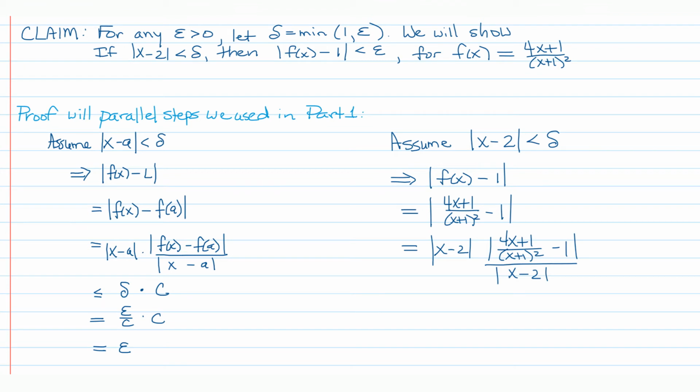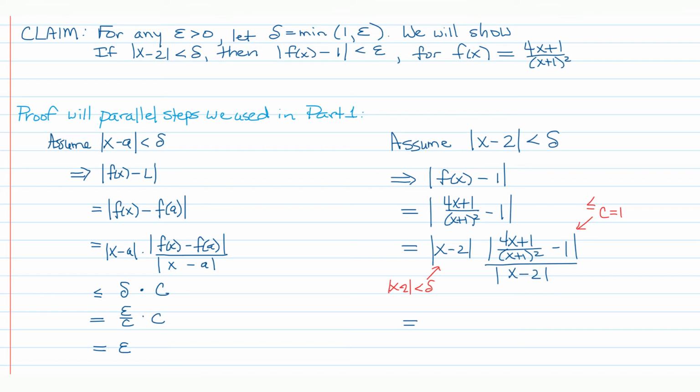Now, we know that the absolute value of x minus 2 is less than delta. That was assumed at the beginning, but we have to put a bound on this. We know that it's going to actually turn out to be less than or equal to 1, which was the c that we used when we found our delta, but we have to demonstrate that in our proof.